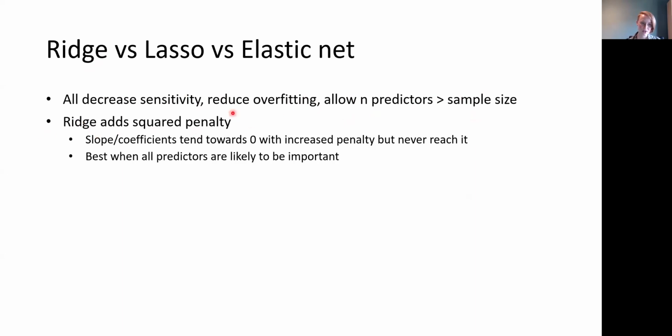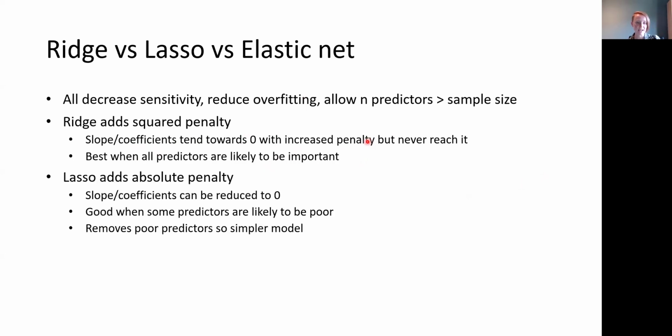The first one, ridge regression, adds a squared penalty. I'm not going to go into the maths behind this, but essentially if you add a squared penalty, it means that your slopes or coefficients tend towards 0 when you increase the penalty, but will never actually reach it. So this is good when all of the predictors that you're including in your model are likely to be important. If you want to keep everything in your model and you think that all will be useful for predicting your y, then you could use ridge and it will add a particular penalty, but it'll never go down to 0.